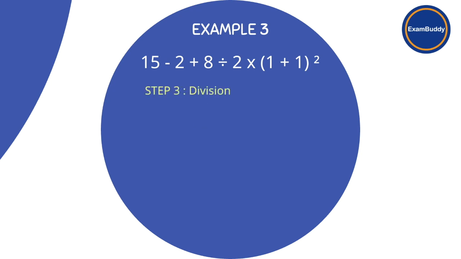Next, let's move on to division. Here we have 8 divided by 2. We know that this is 4, so we substitute the 8 divided by 2 for 4. Working through systematically, we know that multiplication comes next. 15 minus 2 plus 4 times 4. So that gives us 15 minus 2 plus 16.